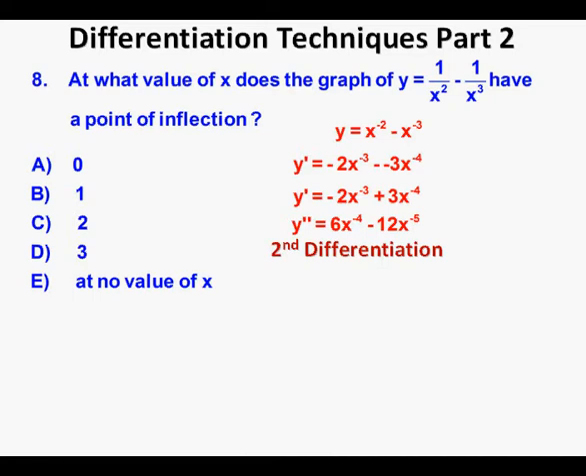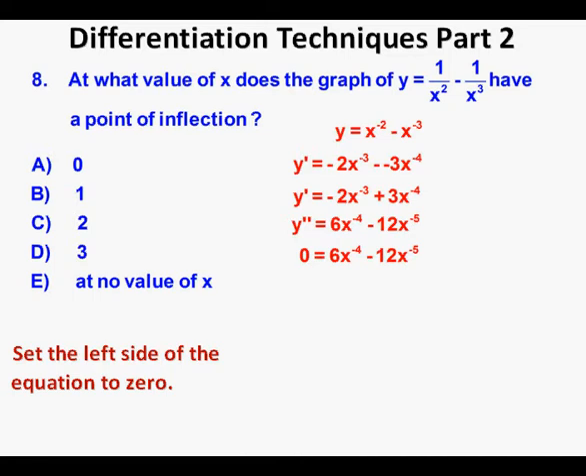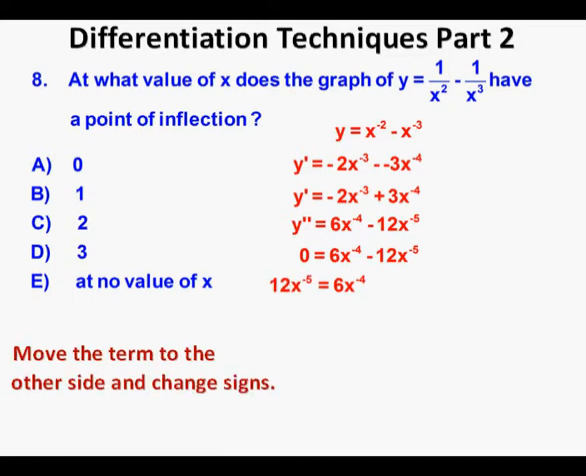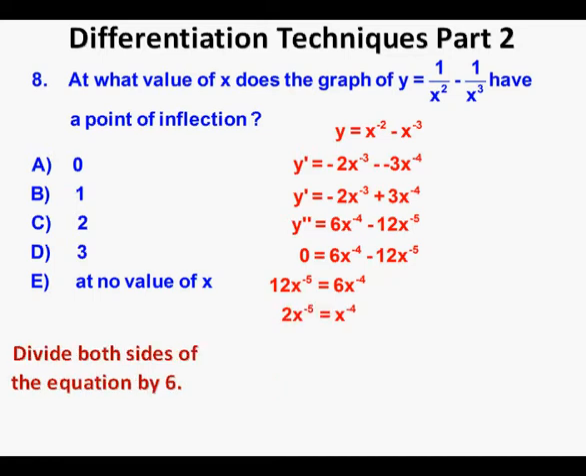Now to find the inflection point, we need to set the value of the second derivative equal to 0. So we have 0 equals 6x to the negative 4th power minus 12x to the negative 5th power. Now to start solving for x, we can add 12x to the negative fifth power to both sides of the equation and get 12x to the negative fifth power equals 6x to the negative fourth power. Then we can divide both sides of the equation by 6 and we get 2x to the negative fifth power equals x to the negative fourth power.